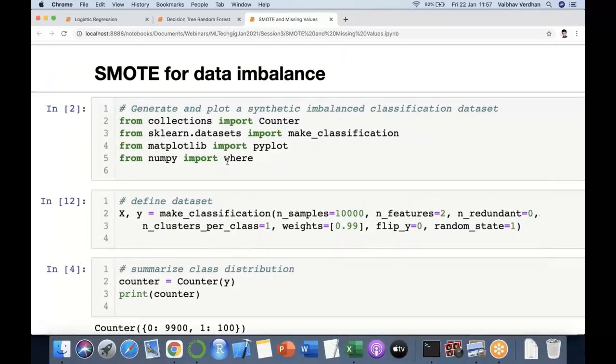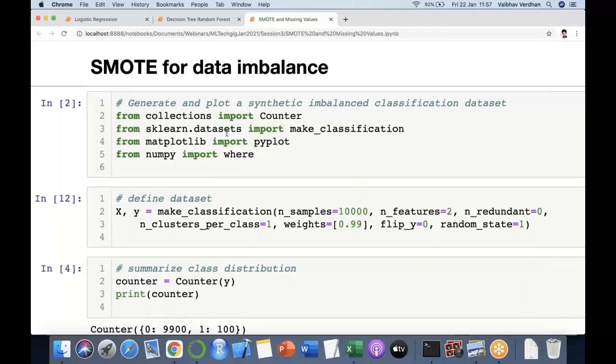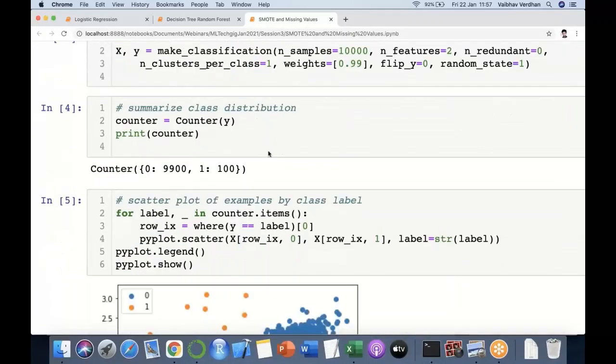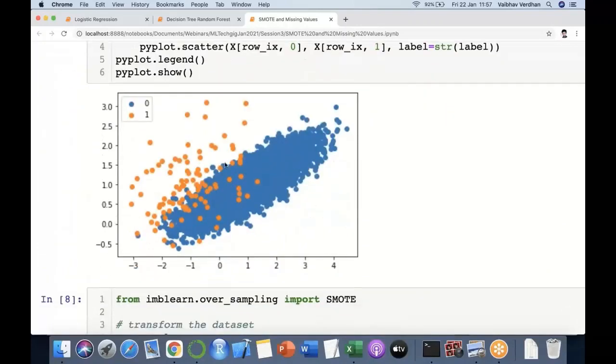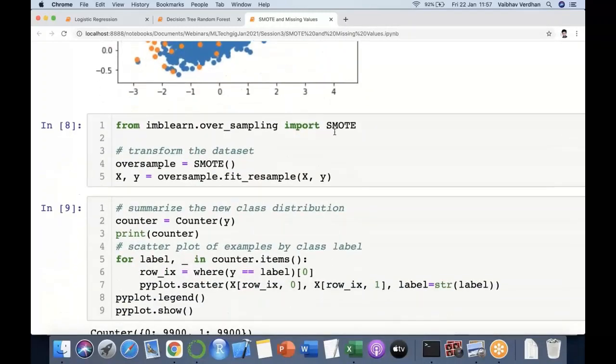So these are the libraries which you have imported. Classification. This is a scatter plot, let's say, of the underrepresented class. So 1 is the underrepresented class, 0 is the overrepresented class, and this is SMOTE. What SMOTE does is it synthesizes more examples of the underrepresented class, and then they are selected while we are doing the sampling.